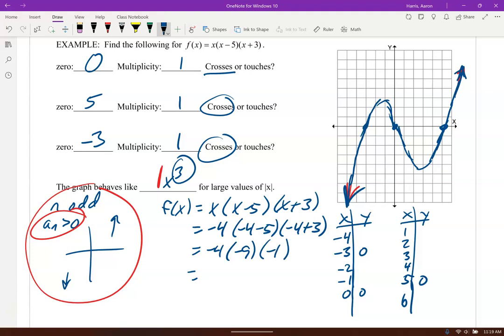So it looks like I got -36. So -4 is like way down there, -36. So this shoots down a lot quicker. So it's got to hit -36. If I throw in -2, I'd have -2 times -2 minus 5, -7, -2 plus 3, 1.